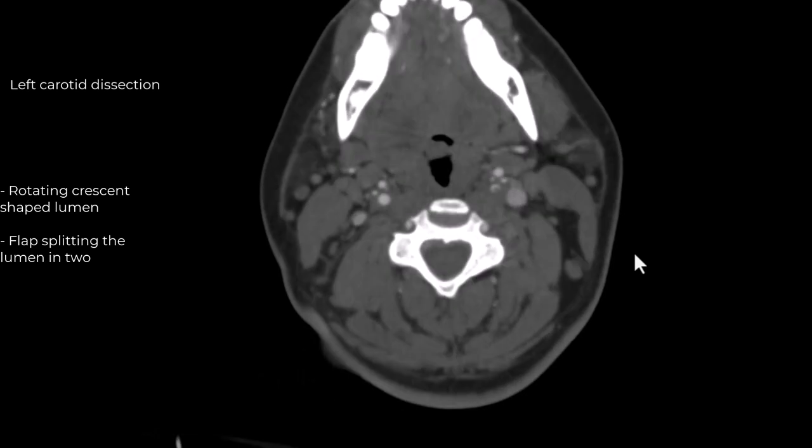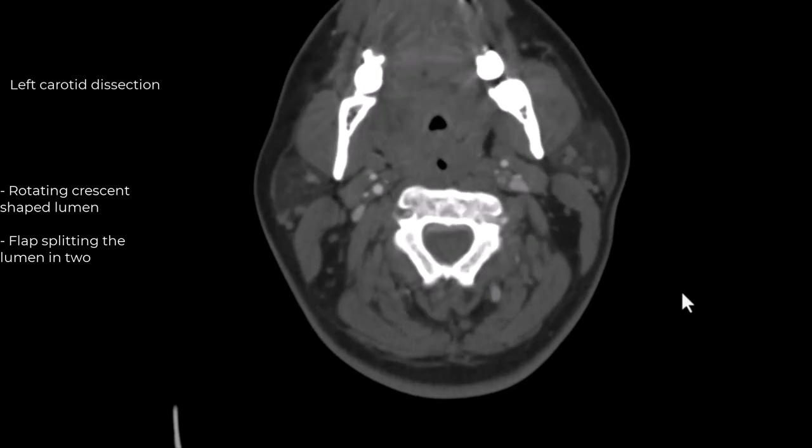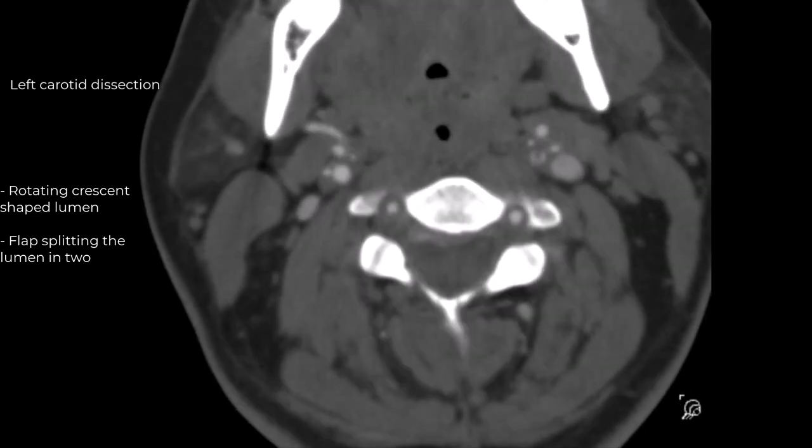As we advance, the filling defect moves posteriorly and the crescent shaped lumen moves anteriorly, and then as we go up, it looks like the crescent shaped lumen moves posteriorly and the filling defect is anterior. And at this level, we can see that the lumen is split in two, opacification on both sides of that more linear filling defect. That's an intimal flap.